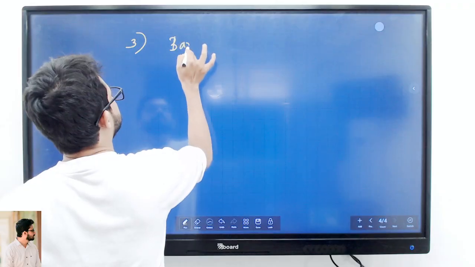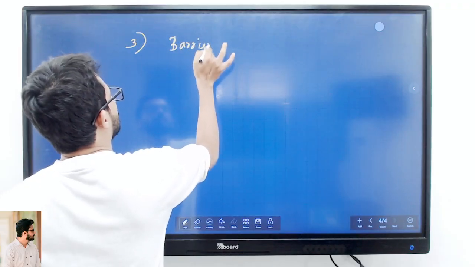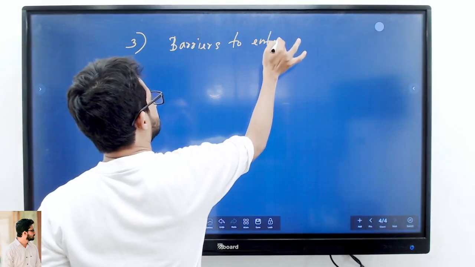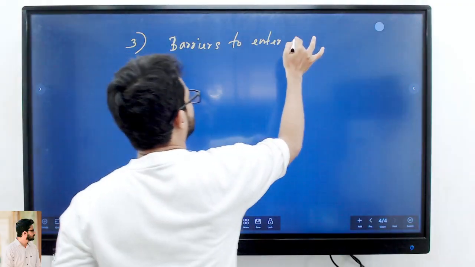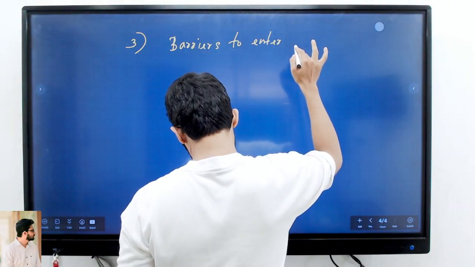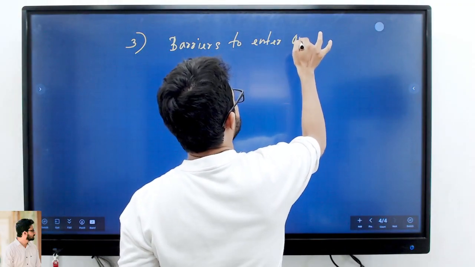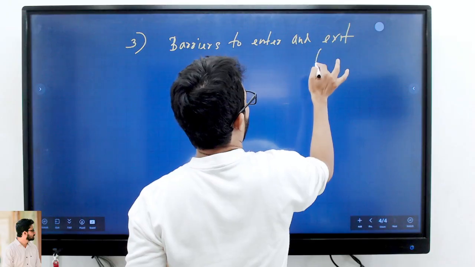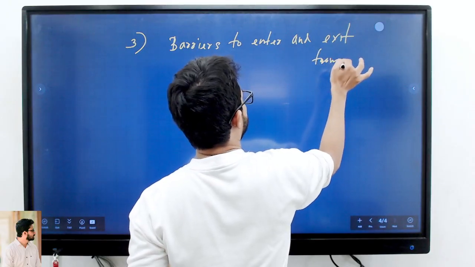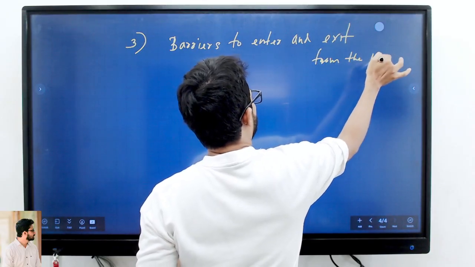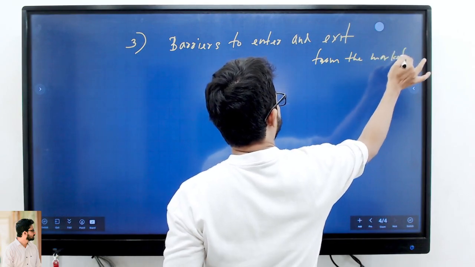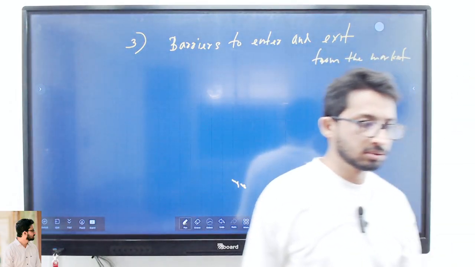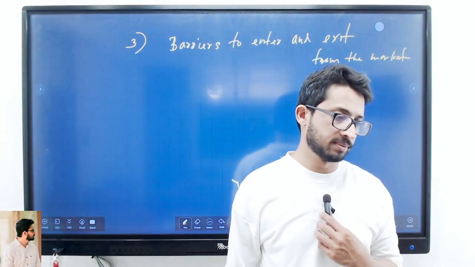Barriers to entry, or we can say barriers to enter. Barriers to enter and exit from the market is the third one.